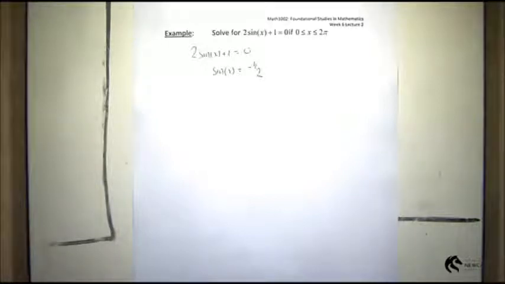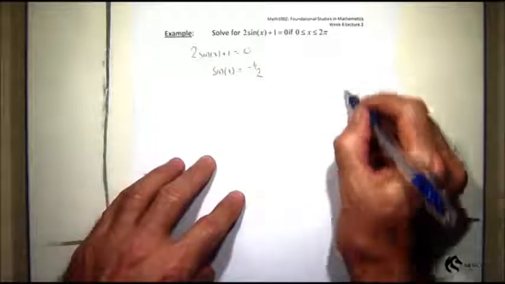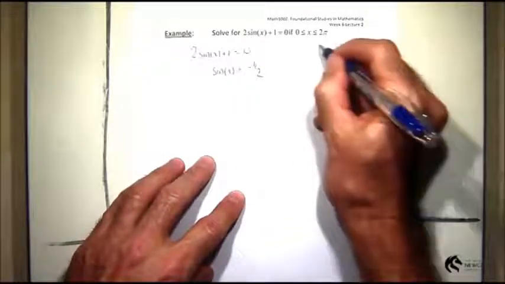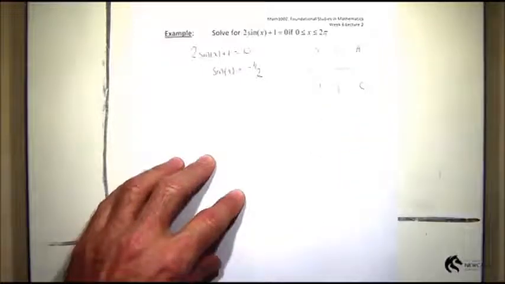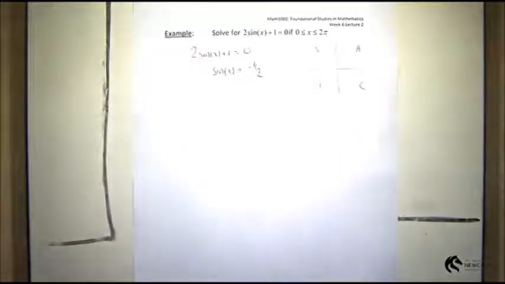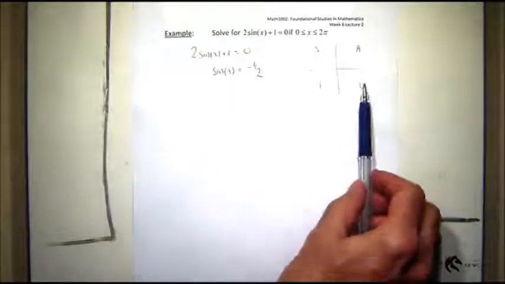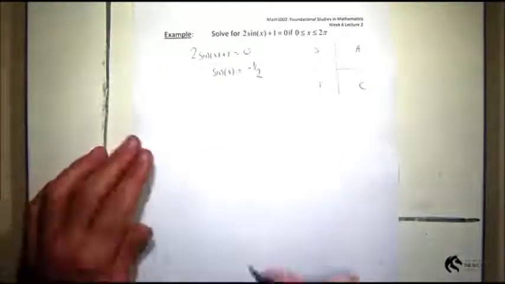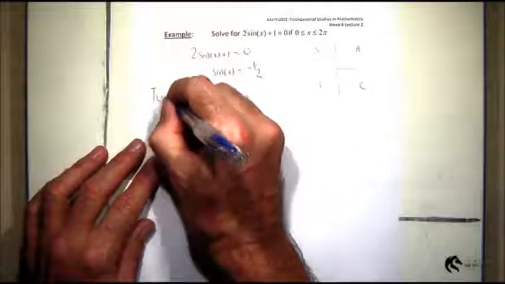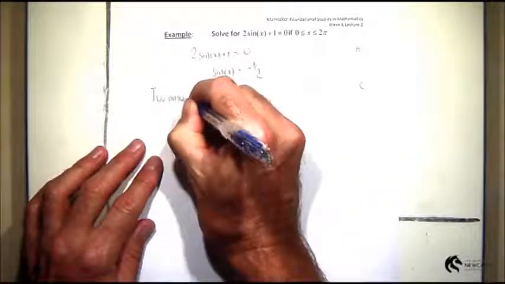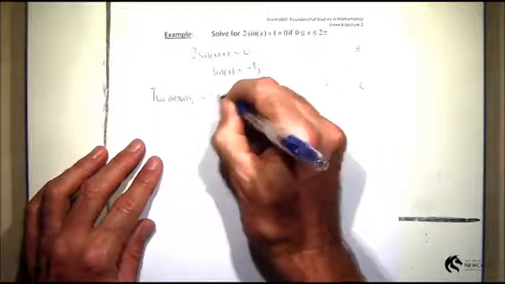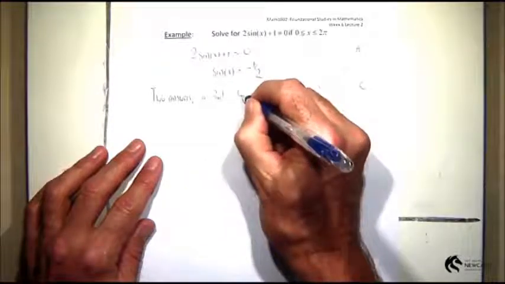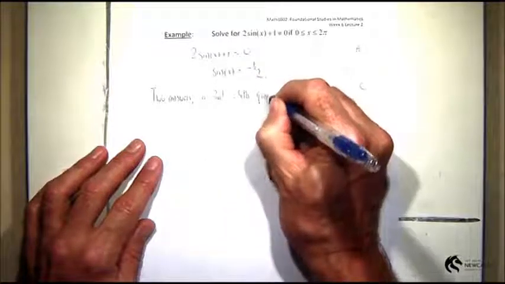So sine x has to be negative in here. And you can see A, S, T, C. Where is sine negative? It'll be negative in the third quadrant and in the fourth quadrant. So there will potentially be two answers here, a third quadrant and a fourth quadrant answer.